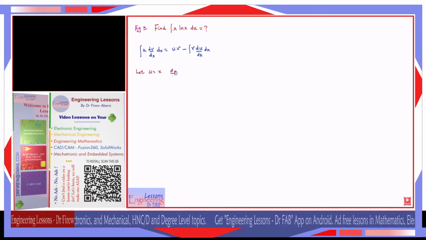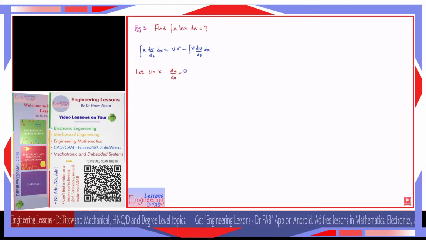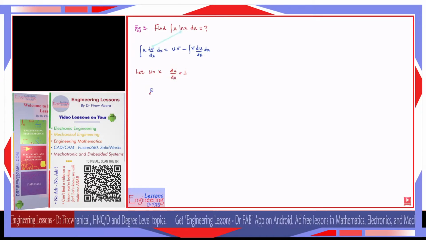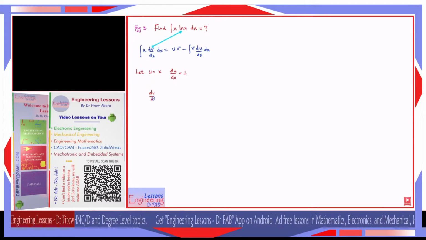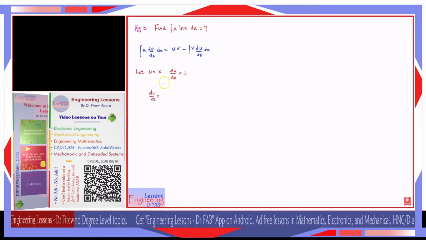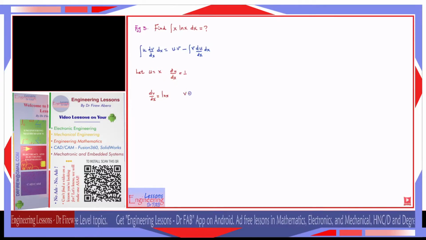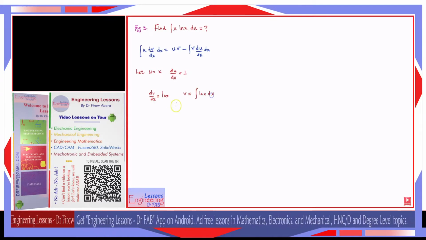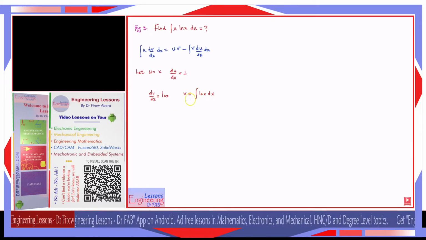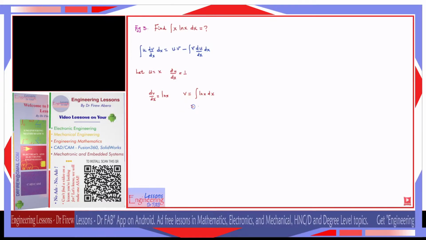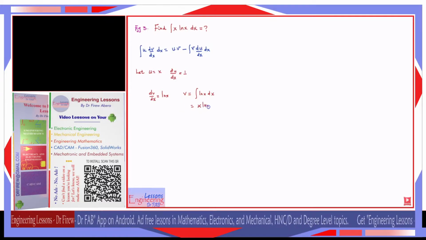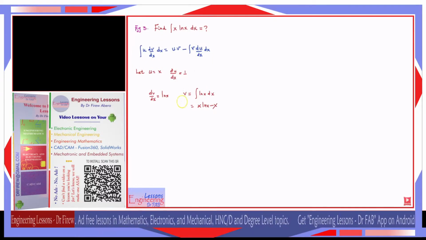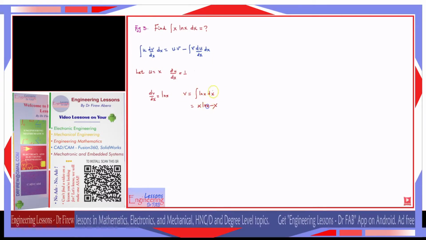Then du by dx is 1, and this will leave us with dv by dx to be ln x. So v is from this integral of ln x dx. And in the previous example, example 2, we have seen that this is equivalent to x ln x minus x. So now let's use this and try to solve this problem.